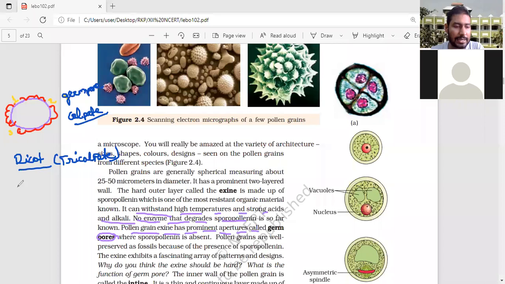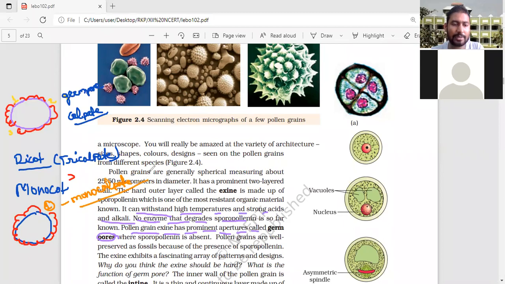In the case of monocots, they have a single germpore. Monocots always bear only a single germpore. Suppose I draw the structure like this. This is the exine, with only a single germpore, and this is known as monocolpate. They have only one pore, which is known as monocolpate. So tricolpate is found in dicots, and monocots have monocolpate. In this way, you can learn. Colpate is also known as germpore.